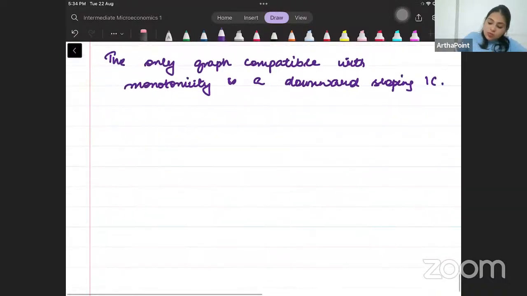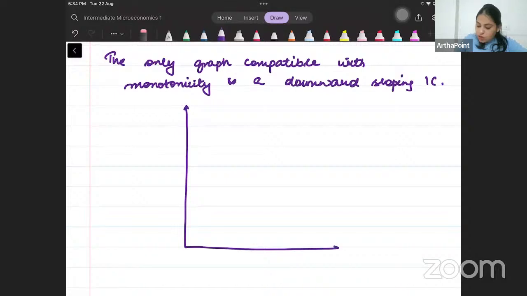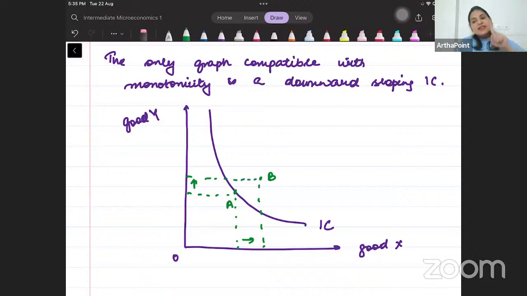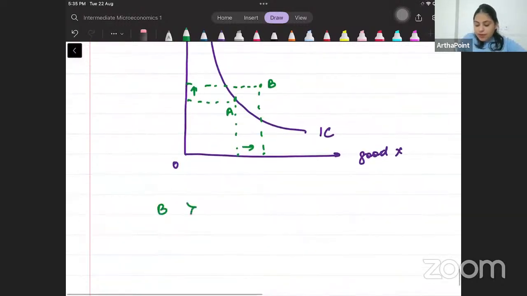So beta, how can my IC look? Monotonicity की वजह से it can only look like this. This is my IC. Good X, good Y. ठीक है. एक बारी थोड़ा सा समझते हैं बेटा. लेट मी से दैट दिस इज पॉइंट A. ठीक है. कंसिडर अ बंडल लाइक पॉइंट B. सो बेटा as compared to A, B has more of good X and more of good Y. So beta B should be preferred to A.